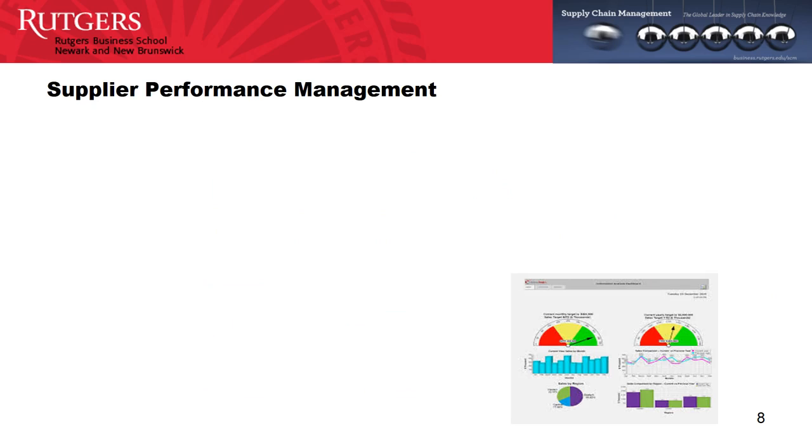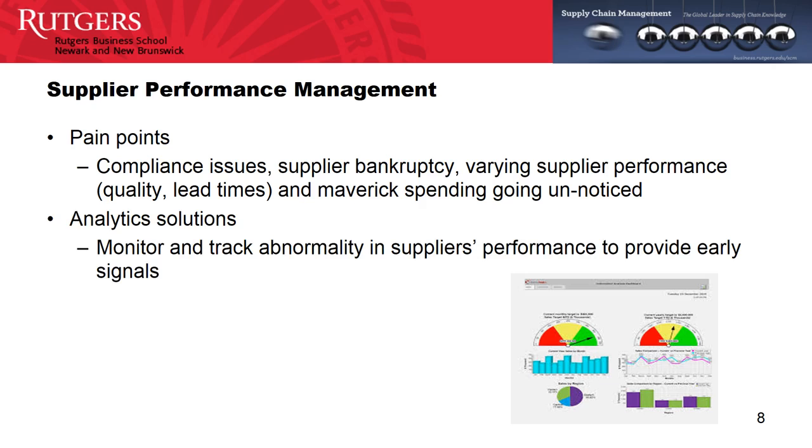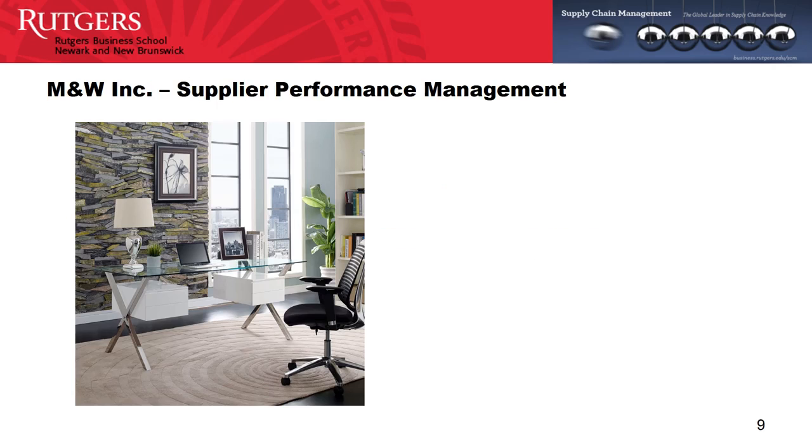This leads to the important problem of supplier performance management, where the pain points are contract compliance issues, supplier bankruptcy risk, inconsistent supplier performance over time, and non-contracted maverick spending going unnoticed. Analytics can help monitoring and tracking these abnormalities and provide early signals before the company runs into troubles. Let's look at how the M&W company was managing the performance of its suppliers globally.